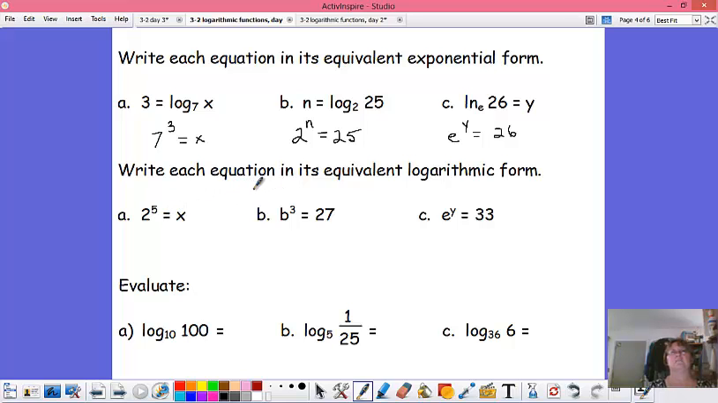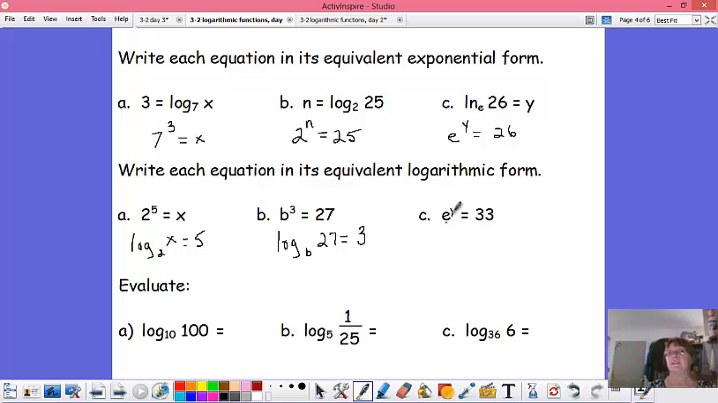Write each of these exponential equations in their equivalent logarithmic form. Well, the base here is 2, so we'd say log base 2 of x equals 5. That is, 5 is the exponent, or the power you raise 2 to get x. Try that here. I know that you're remembering this from before, but you'd say log base 3 of 27 equals 3. The exponent is the logarithm.